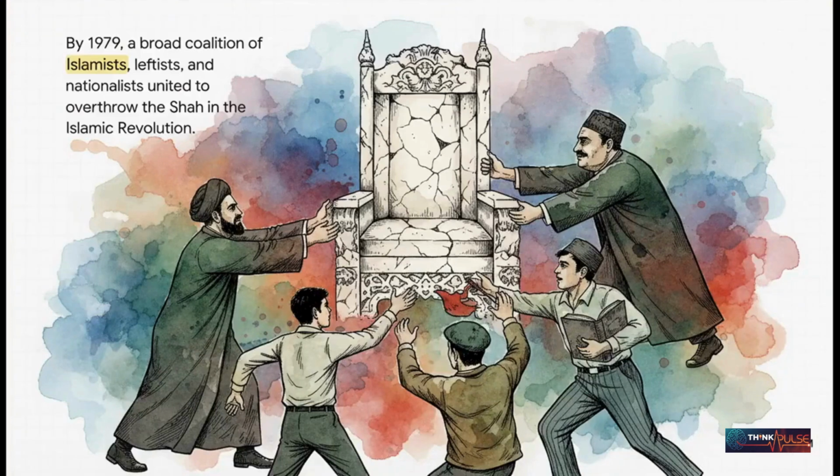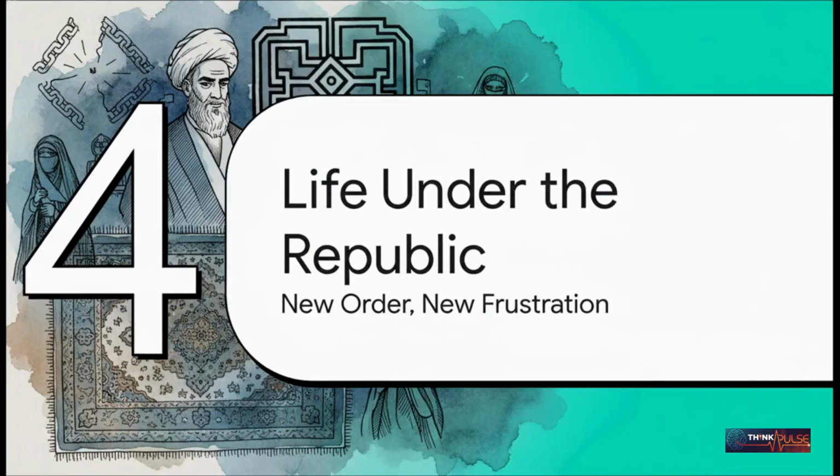By 1979, that pressure cooker I mentioned just exploded. All that frustration boiled over, and you had this incredibly broad coalition of people: Islamists, leftists, students, nationalists, who all came together for one single reason, to get rid of the Shah. So the revolution succeeds, the Shah is gone, but that unity didn't last. The coalition fell apart, and the clergy, led by Ayatollah Khomeini, took control.